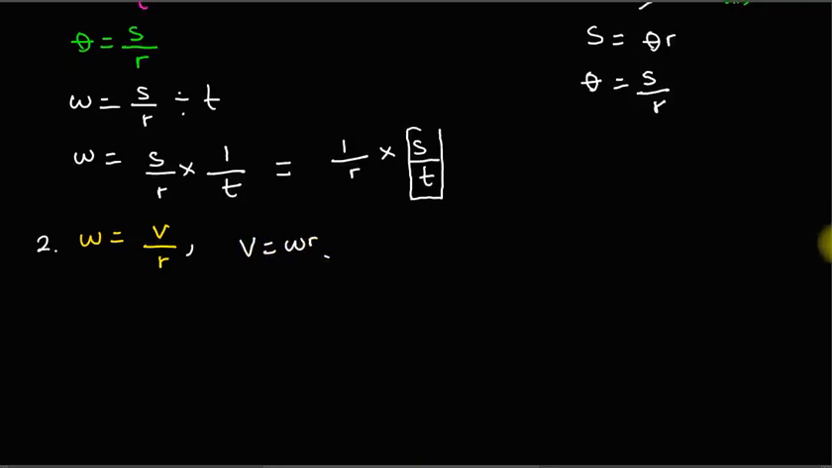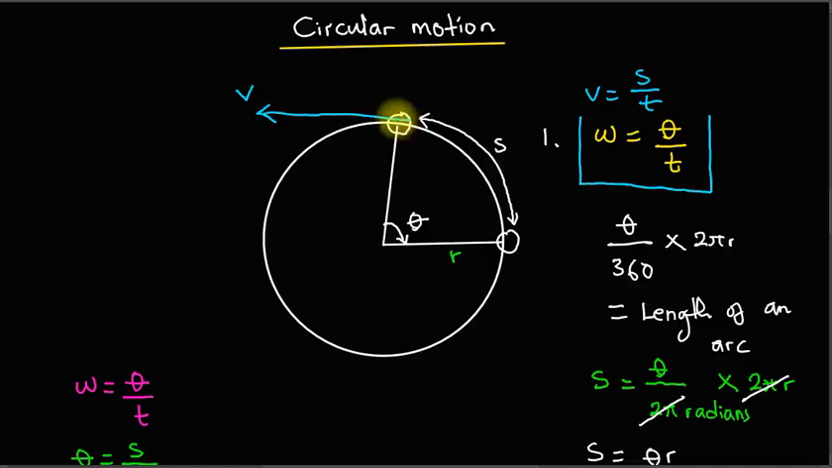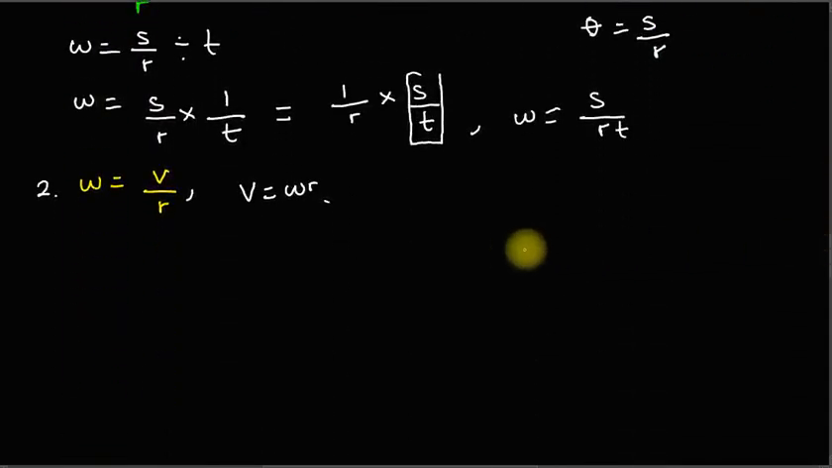Okay, so let's derive a third equation. Now, from this same formula, we can also simplify and say that W equals S over R T. But then T is time, R is radius, and S is the distance moved along the circular path. So recall that period is defined as the time taken to complete one oscillation.